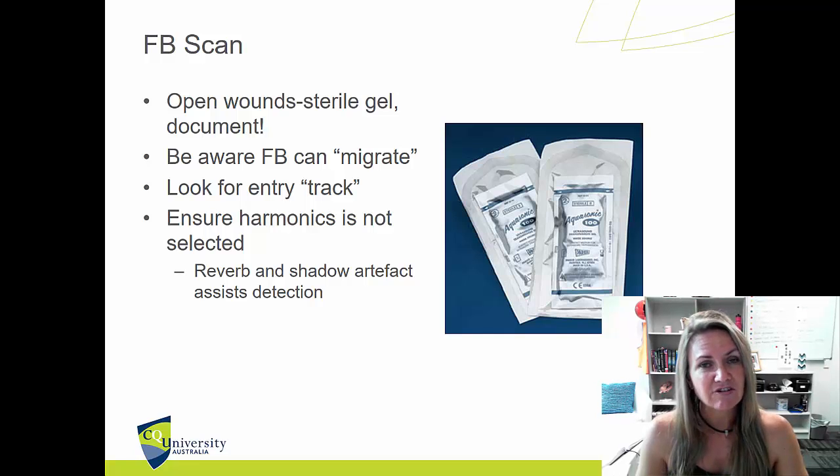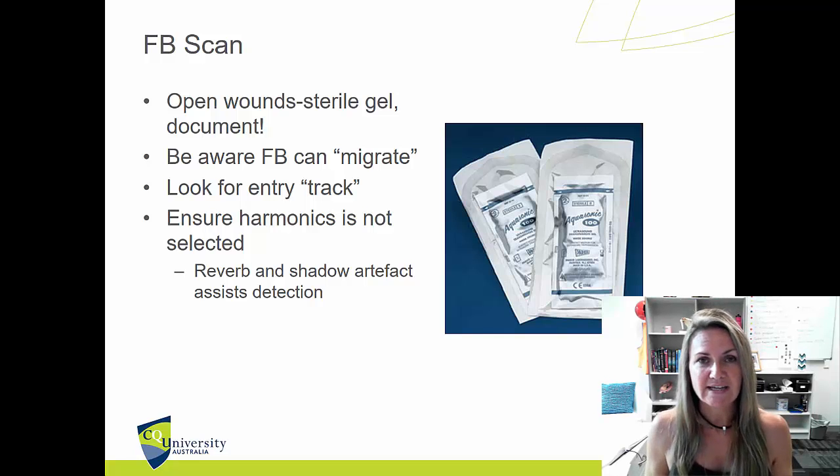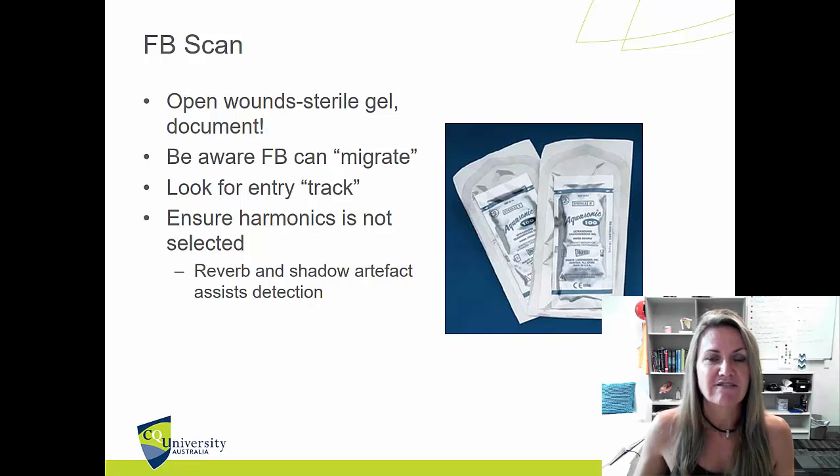Now, when you are looking for a foreign body, as I've said to you in previous weeks, as a sonographer, you need to have your detective's hat on, and you need to be trying to use all of your clues to find where that foreign body is. They can migrate, so they're not always going to stay exactly where you think that the entry mark is. They will go into the skin and they can start migrating and moving. So you always need to try and see where that entry mark is, where that track is going to be, and see if you can try and follow it.